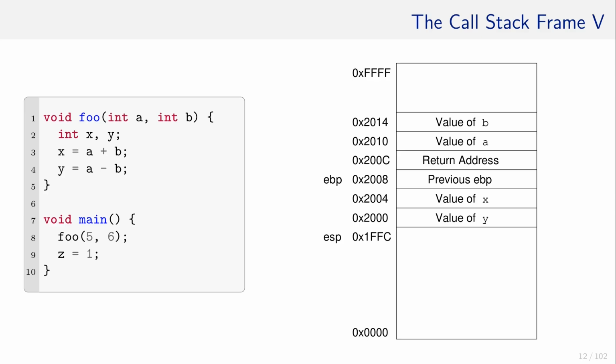As a last step, the two local variables x and y are stored on the stack, pushing the stack pointer to the address 1FFC in hexadecimal format.